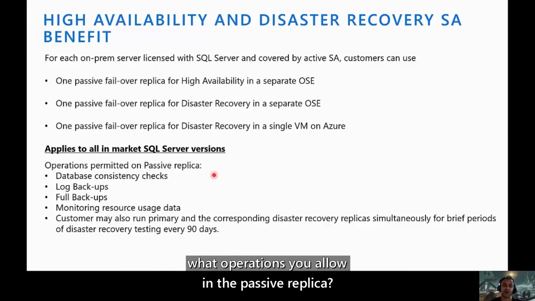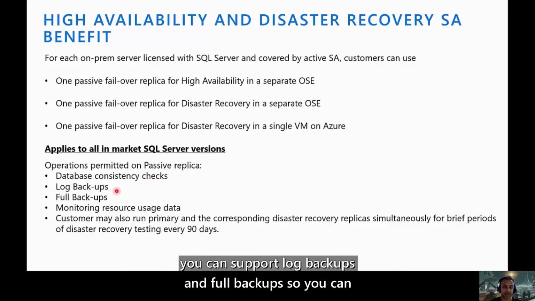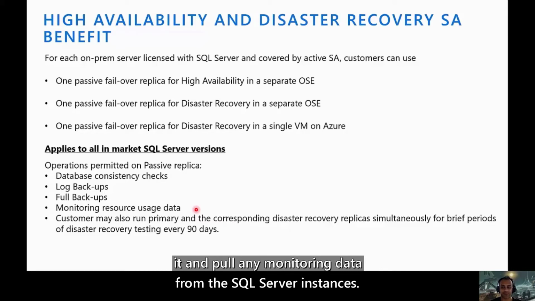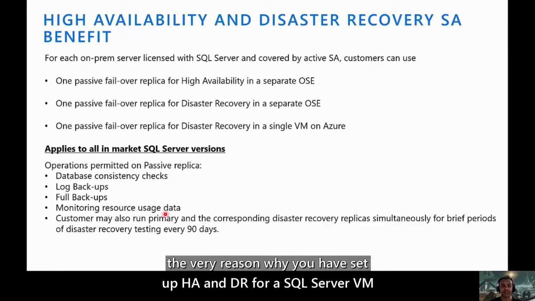So the next obvious question would be, what operations do you allow in the passive replica? As you see on the screen, you basically allow a few very specific set of actions. We support database consistency checks. You do not have to license if you're just doing consistency checks on those VMs. You can support log backups and full backups, so you can back up your databases from the secondary replicas. You can monitor your secondary replicas without incurring additional licensing costs, which means you can check for resource usage like high CPU, high memory usage, or have any monitoring application connect to it and pull any monitoring data from the SQL Server instances.